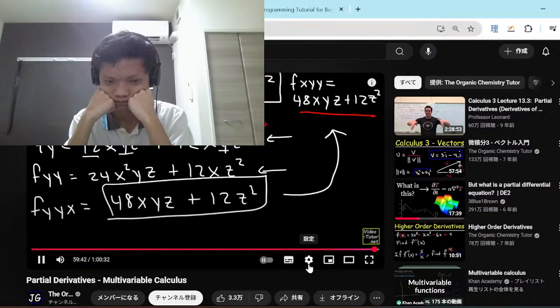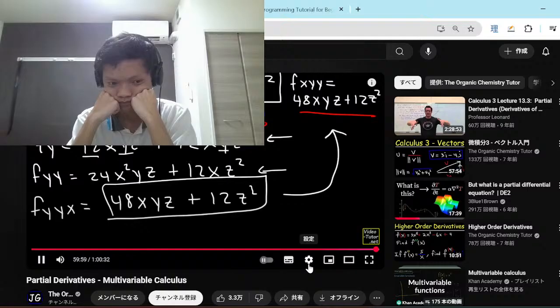The reason why these are the same is because we're differentiating with respect to y twice, and we're only differentiating with respect to x once. But the order doesn't matter. So mixed partial derivatives are the same if you differentiate each variable the same number of times, regardless of the order. So that's it for this video.